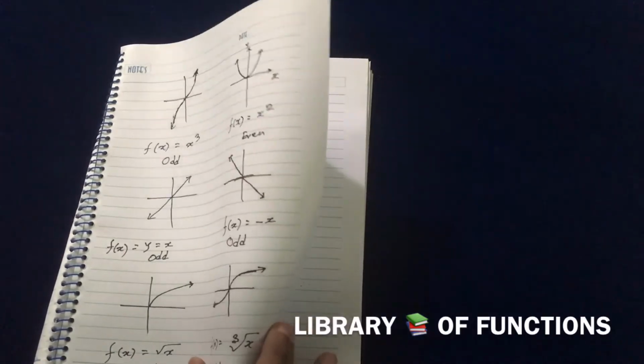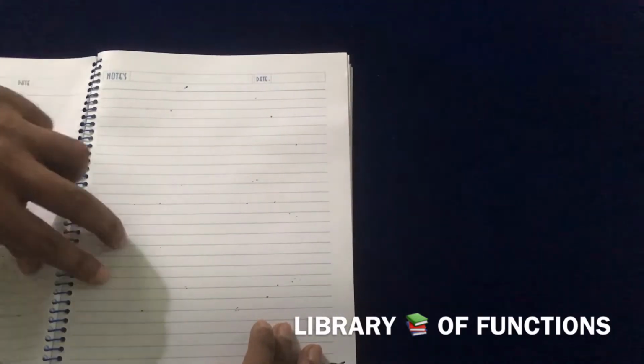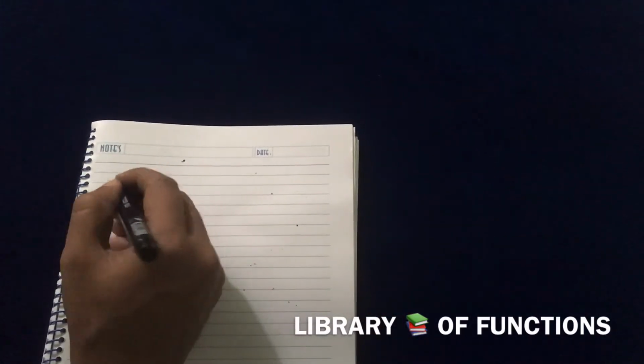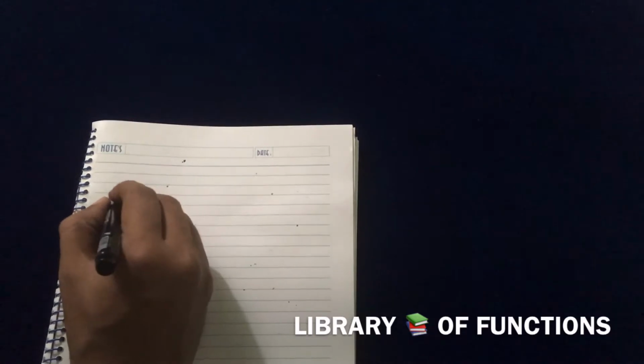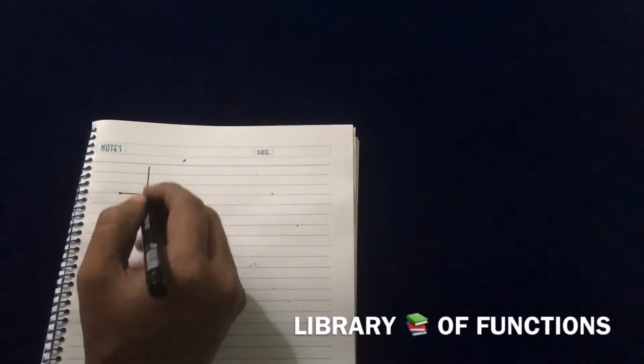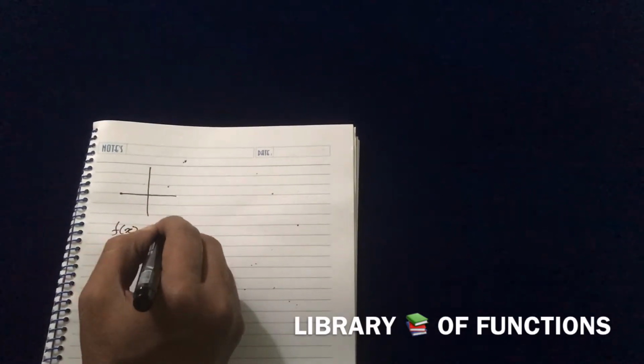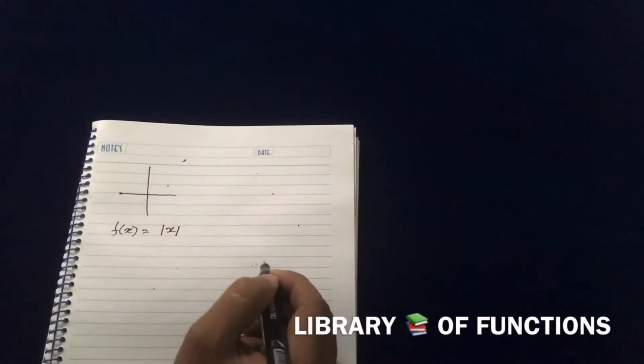Let's discuss one, two more similar kinds of things. So let's discuss the absolute value function. The absolute value function means f(x) equals modulus of x. This is the absolute value function.